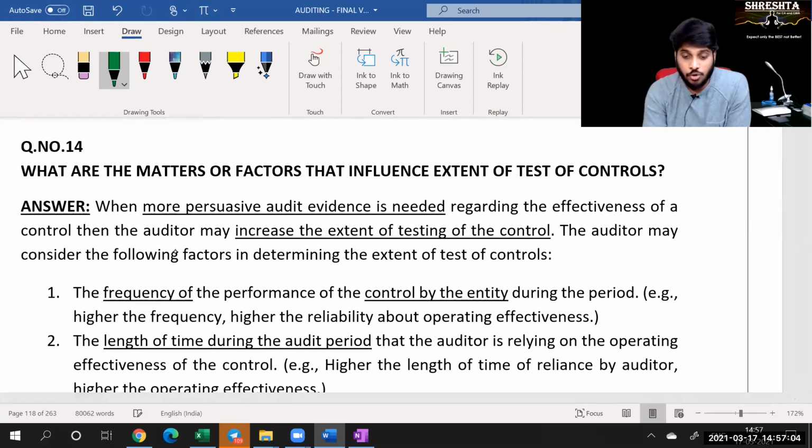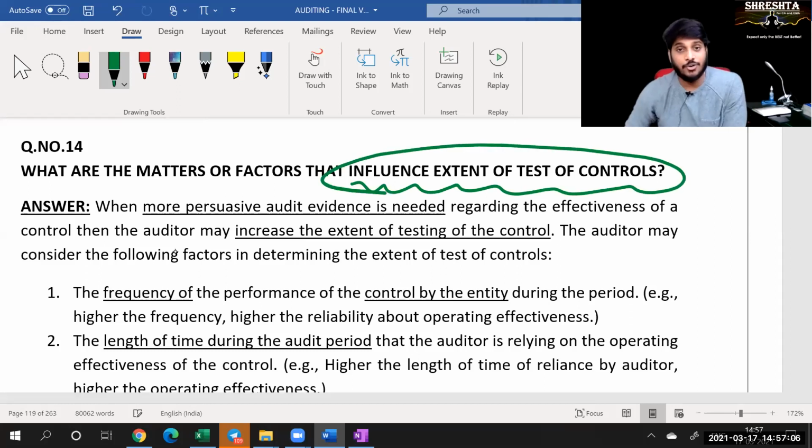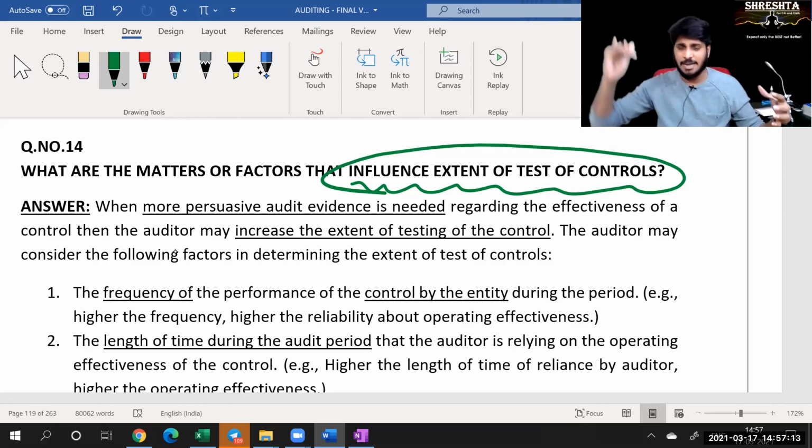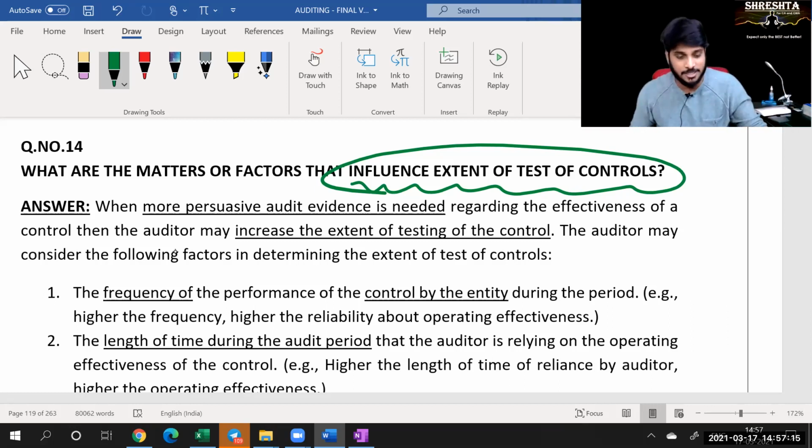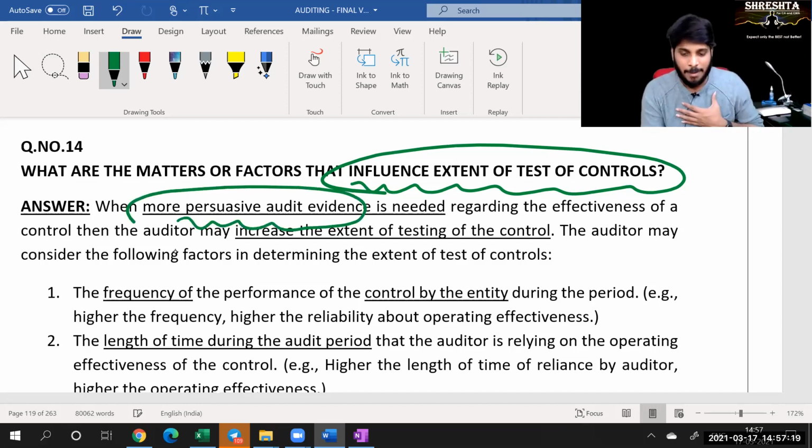Now, to what extent will you test the controls? Do you test the entire 100% of the controls or a sample? If a sample, a bigger sample or a smaller sample? When I need more convincing evidence, my testing will increase. So the auditor will consider the following factors when determining testing.